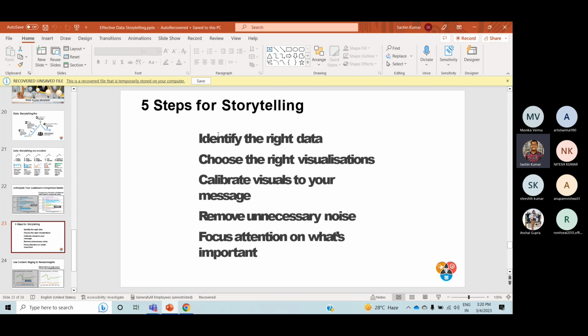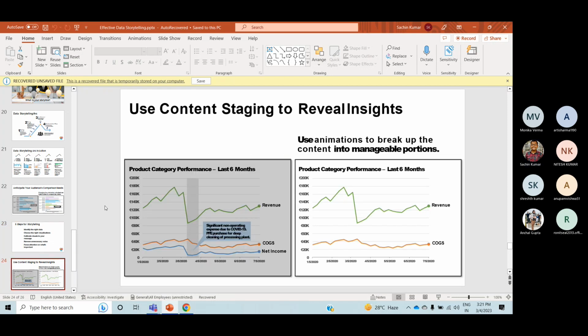And the fourth step is to remove unnecessary noise and unnecessary diagrams in your storytelling, and focus attention on what's important. And use content setting to reveal insights, which is also important to gain a fuller picture of data storytelling, and use animation to break the content into manageable portions.